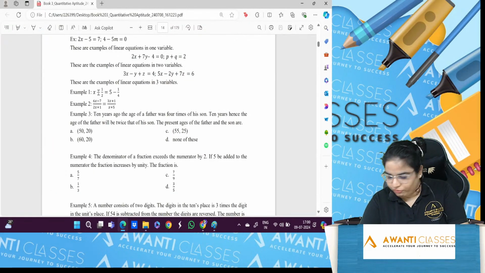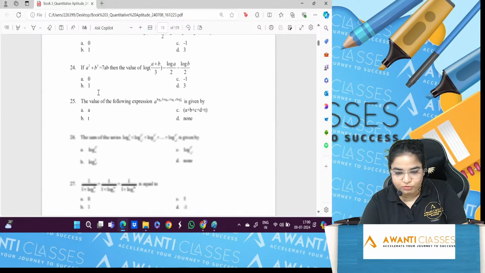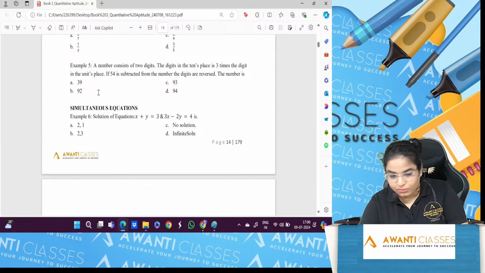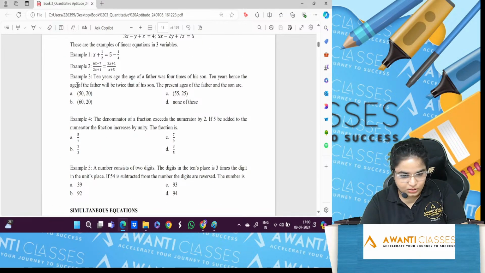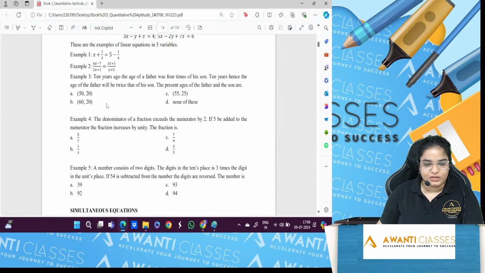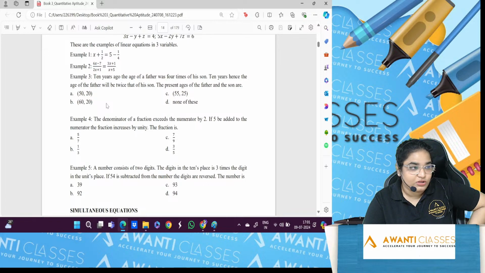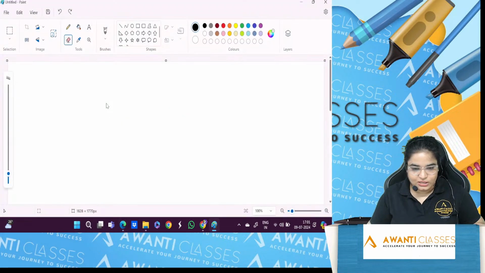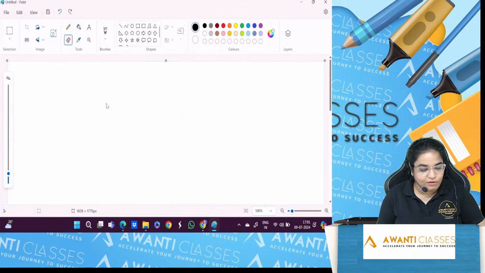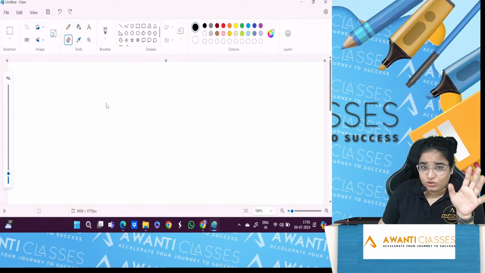The first question that we were discussing for homework was page number 14, example number 3. Let us start. What does this say? They say 10 years ago, the age of a father was 4 times of his son. It's a word problem, which means first we have to make the equation, then we have to solve the equation. Understood the idea?